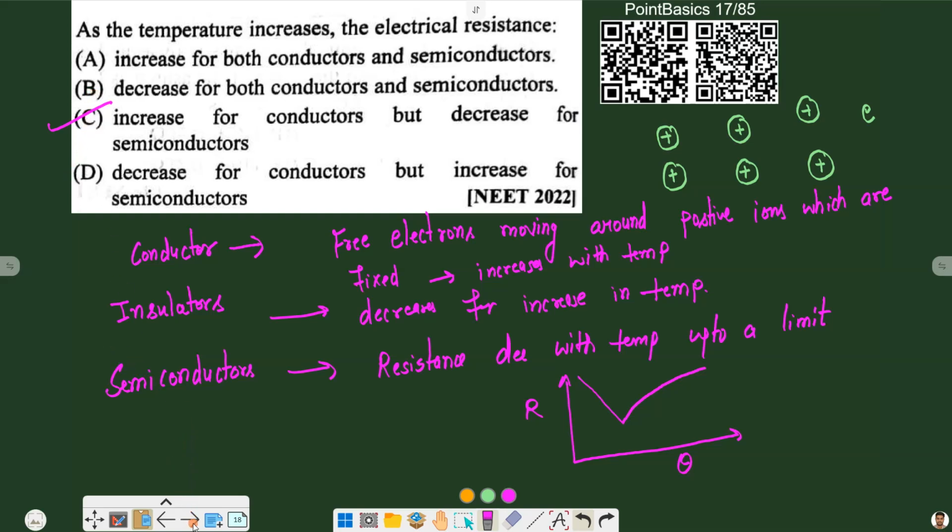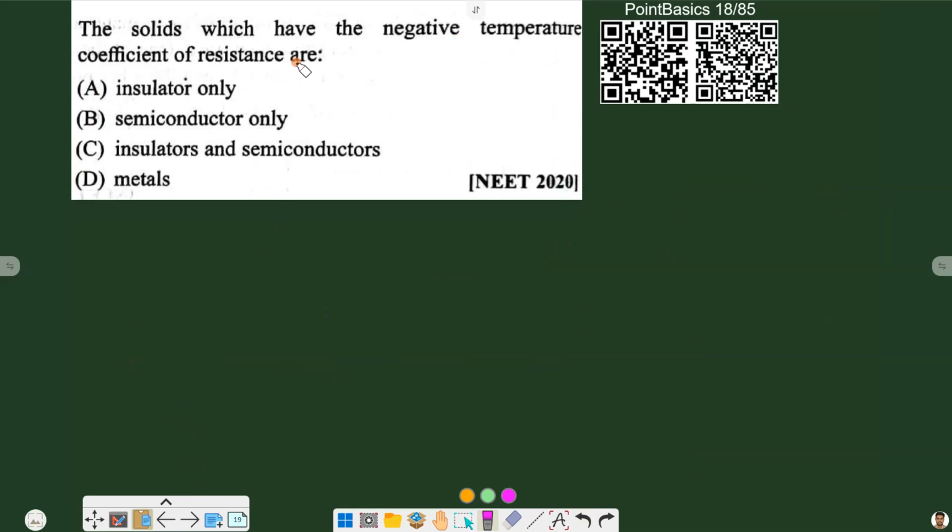Moving to the next one: the solids which have negative temperature coefficient of resistance are insulators and semiconductors, metals. Now, negative temperature coefficient means that their resistance decreases as temperature increases. So resistance goes down as temperature goes up, and this happens for both insulators and semiconductors. So option C will be the right answer.